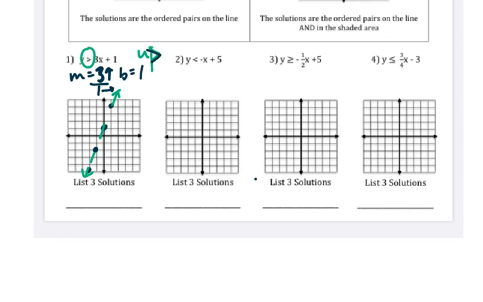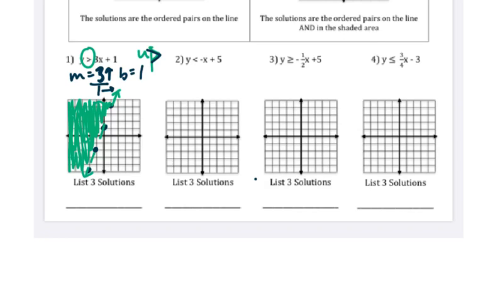So I put my pencil on any point and I go up. And then I color everything above. So what that means is that my solutions live above this line. They don't live on this line. They live above that line. So anything on the dotted line is not a solution. Only the things that are greater above the line are the solutions.